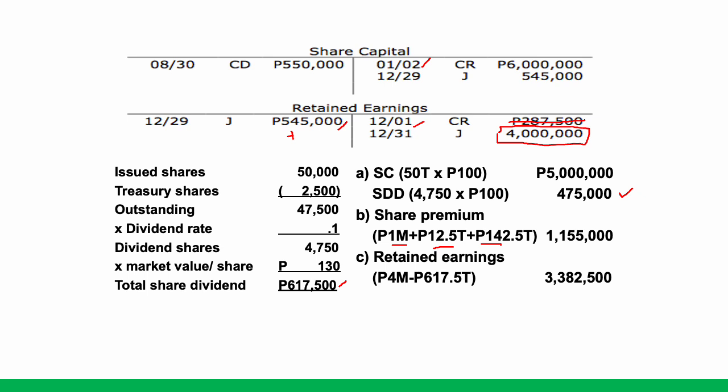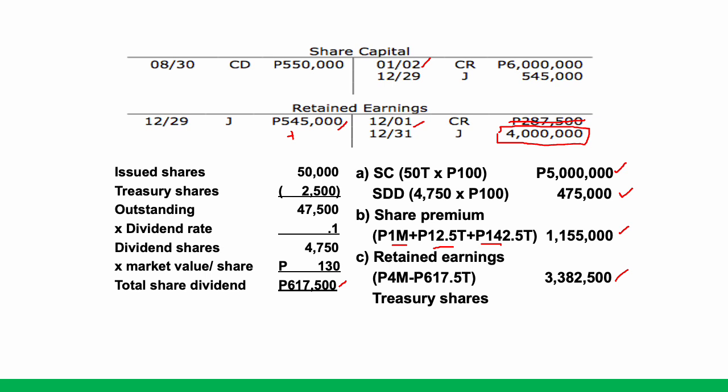Then requirement D, total shareholders equity. So ito na rin yung component ng total shareholders equity: share capital, share dividend distributable, share premium, and RE. Kaya lang, kasama rin sa total shareholders equity yung remaining na treasury shares. So ano ang presentation ng treasury shares sa shareholders equity? Contra equity account. So pag sinabing contra equity account, what does that mean? Deduction siya from shareholders equity.